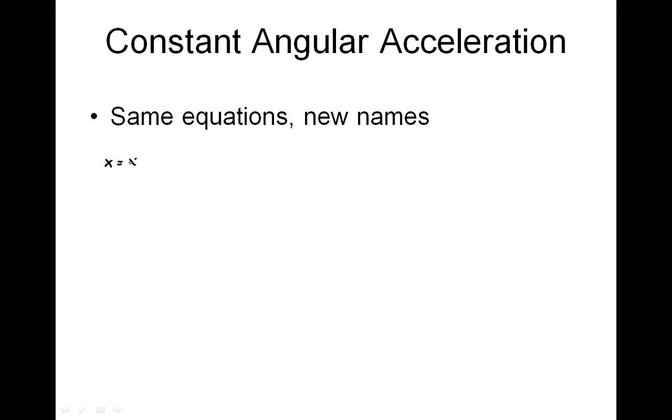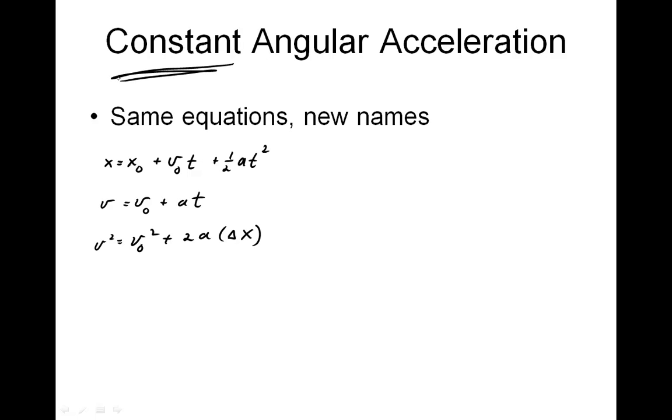So x equals x naught, position equals original position, plus original velocity times time, plus 1/2 times the acceleration times t squared. You may also recall velocity was equal to initial velocity plus acceleration times time, or velocity squared equaled initial velocity squared plus twice the acceleration times the displacement delta x. Those were just some of the equations that we worked with back in some of the first chapters when we talked about standard kinematics, constant acceleration back then.